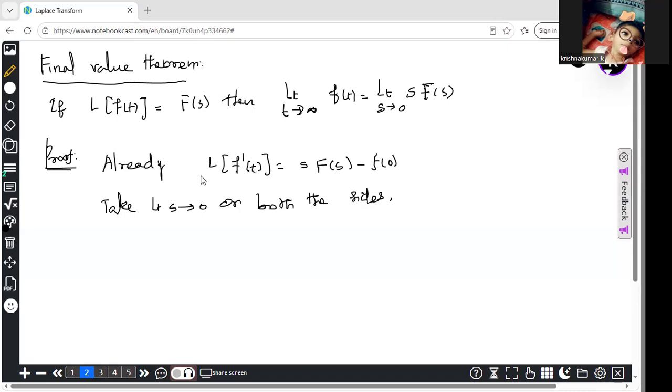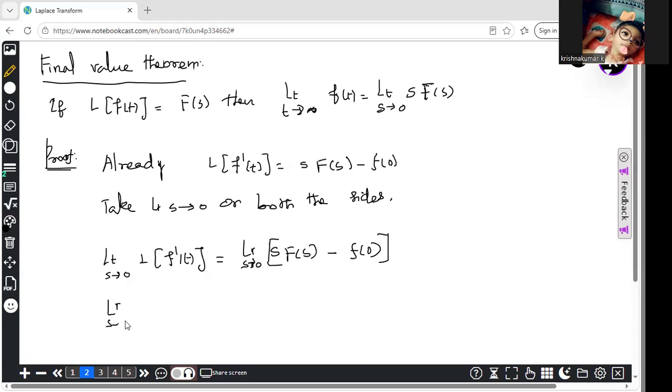Then this expression becomes limit s tends to 0 of Laplace transform of f dash of t, which is equal to limit s tends to 0 of s into f of s minus f of 0, since there is no s in the last term. Again using the definition of Laplace transform, the left side becomes the integral from 0 to infinity of e power minus st into f dash of t into dt.